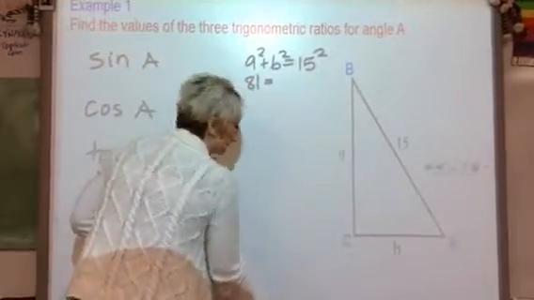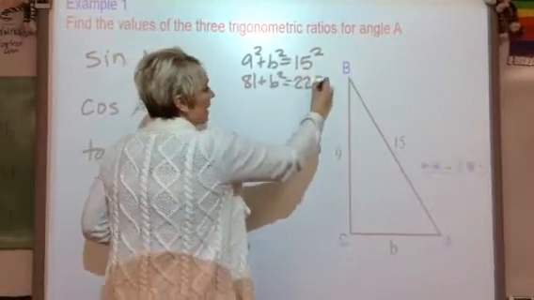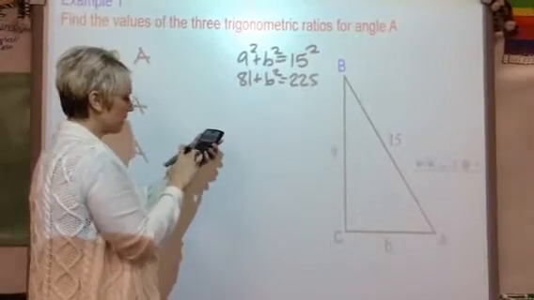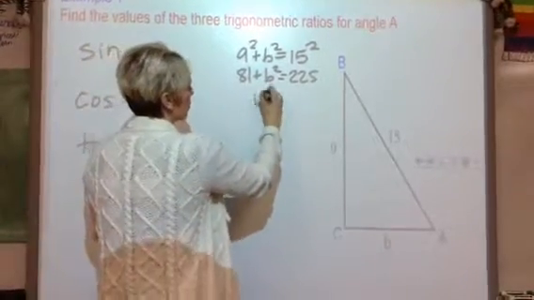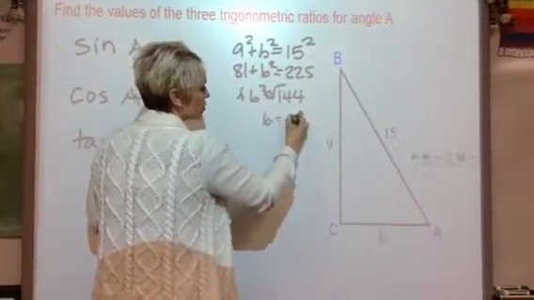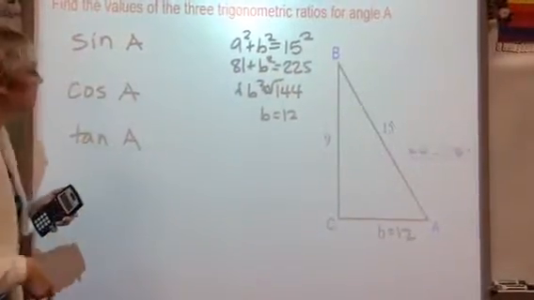So 81 plus B squared is equal to 225, and then we take 225 minus 81, and we get 144. And we take the square root of both sides, and we get B equals 12. And some of you already knew that B was 12 because you used that 3, 4, 5.